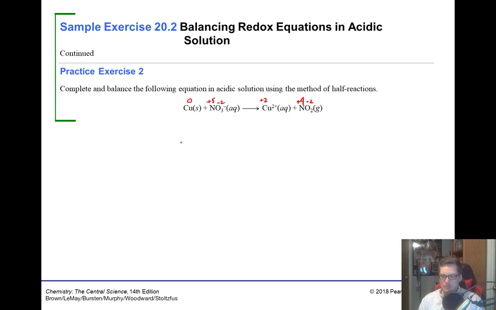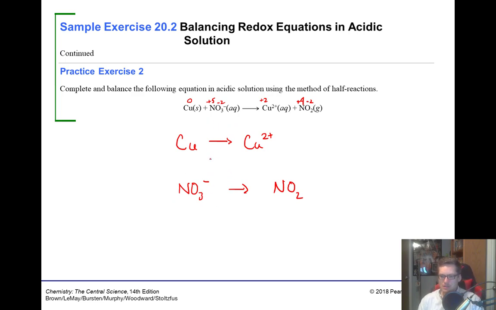We've got copper. Watch out for the coppers, they're coming for us. It's going to go from solid copper to Cu2+, and it's losing electrons. And then we've got NO3 minus going to NO2. Okay, so that's where we're at. Those are our two different half-reactions.